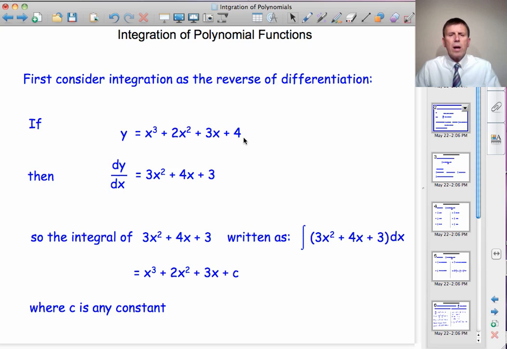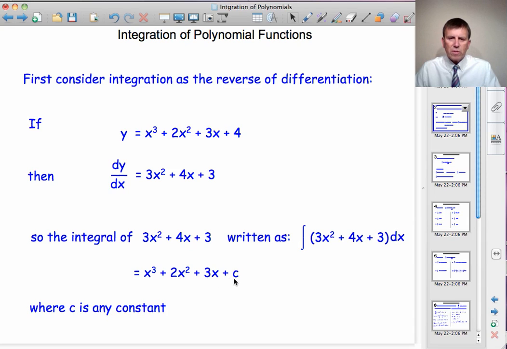If we have a curve y equals x cubed plus 2x squared plus 3x plus 4, then dy by dx is 3x squared plus 4x plus 3. Now what if we define the integral to be going back from here to the original curve? So the integral of 3x squared plus 4x plus 3, and we write it as this sort of S sign in front of 3x squared plus 4x plus 3 dx, and the dx simply means we're integrating with respect to the variable x. Then the answer should be what we started with. So it should be x cubed plus 2x squared plus 3x plus 4.